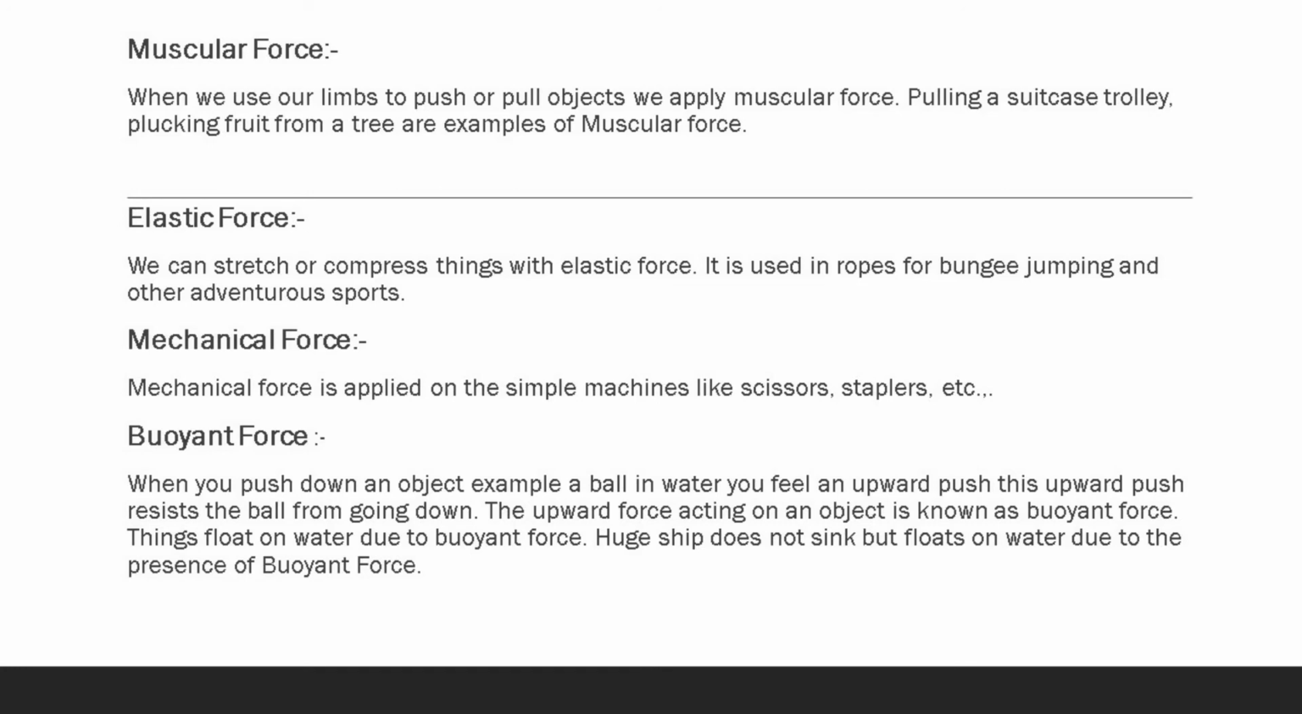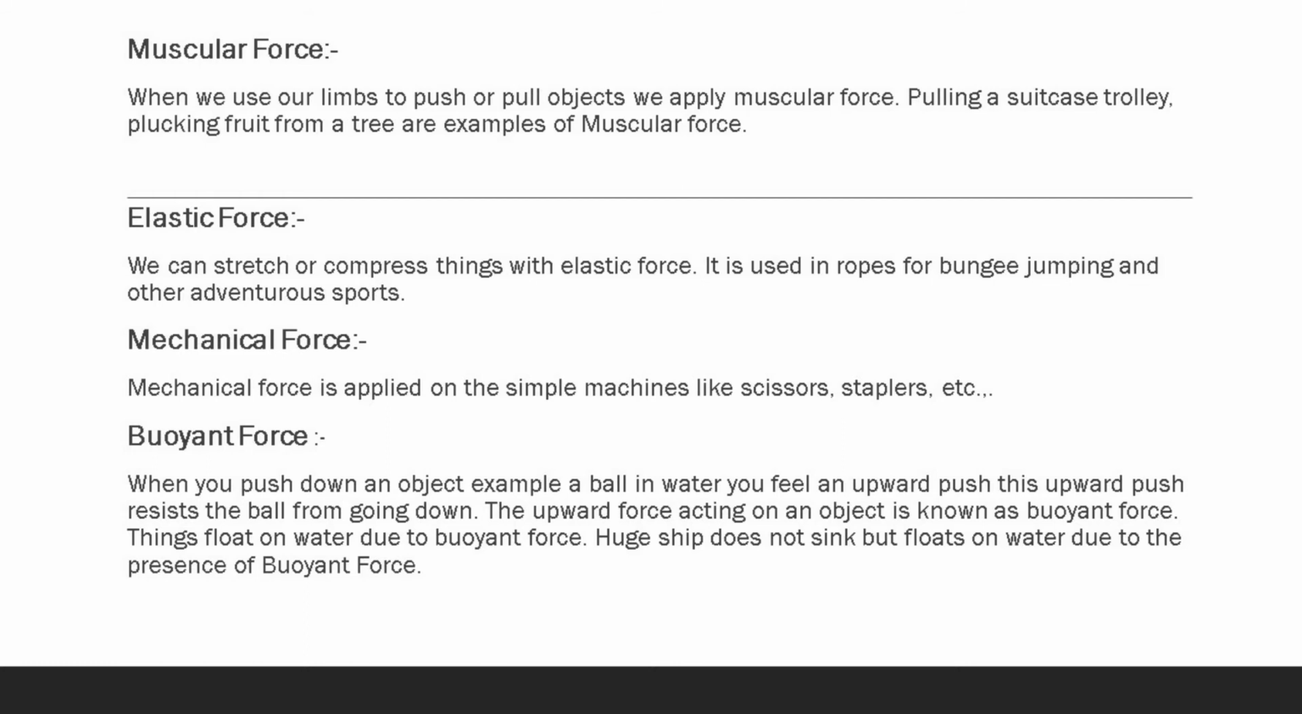Buoyant force. Now suppose you are throwing a plastic ball in the water. It floats. If you want to push it down, pressure is applied by the water, which does not allow the ball to go down. It resists. The water has a force which throws the ball outside. So when you push down an object, for example a ball in water, you feel an upward push. This upward push resists the ball from going down.